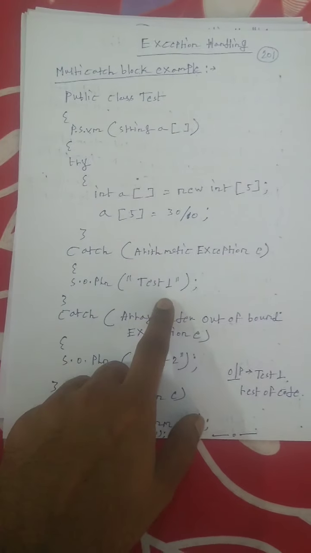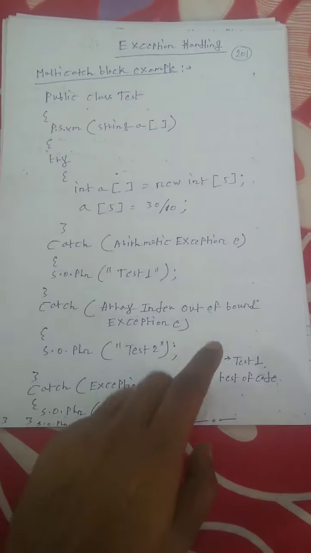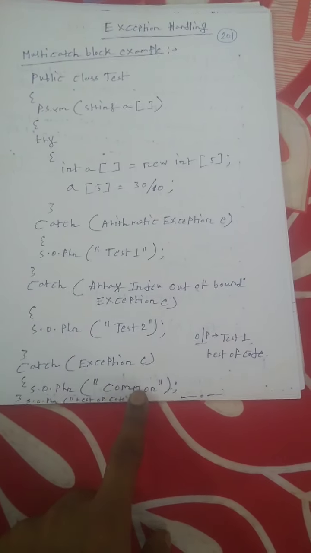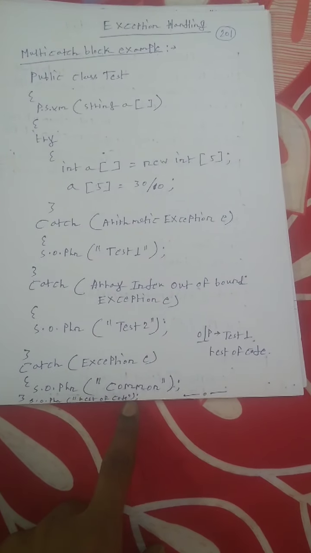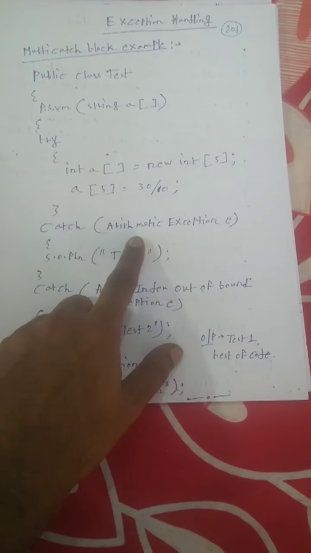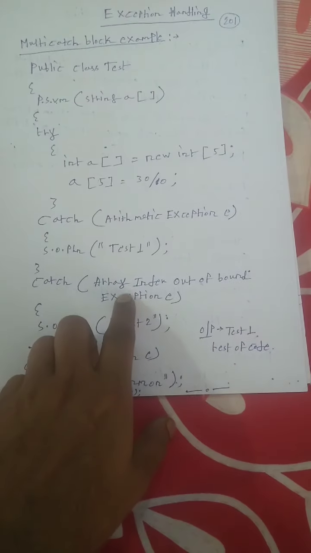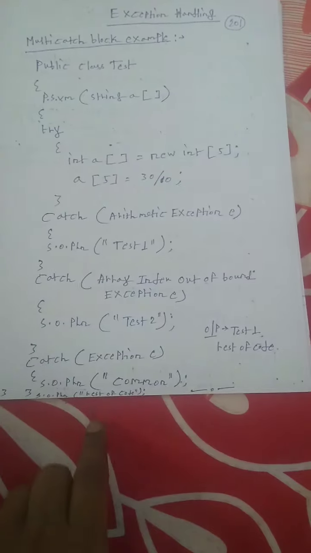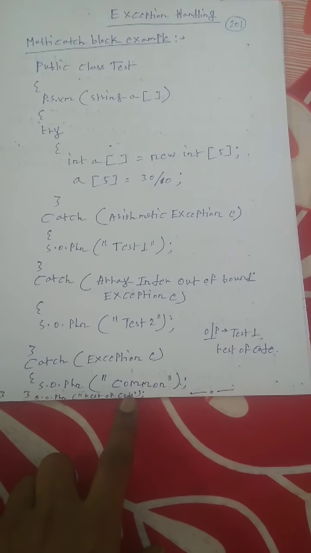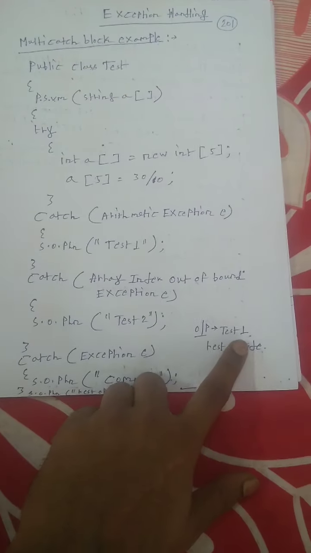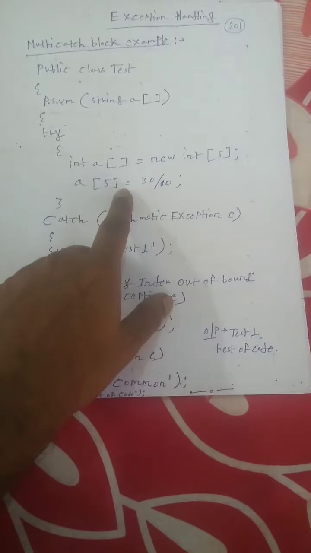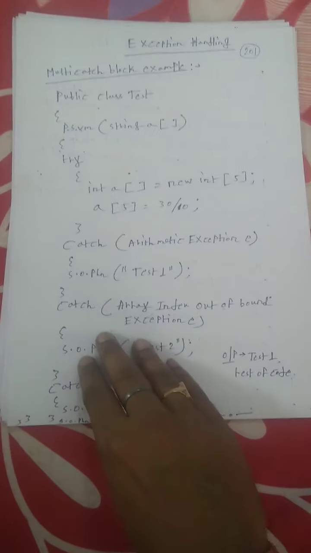So here we print test1. Another catch block is ArrayIndexOutOfBoundsException e, that prints test2, and catch Exception e prints common, and another is rest of code. So here we print only test1, that is the arithmetic exception. The arithmetic exception has occurred, so this part will be printed, and the last part, rest of code, is relevant to the particular coding, so only this will print. The others are not printed because they are not relevant to the condition. So this is an example.